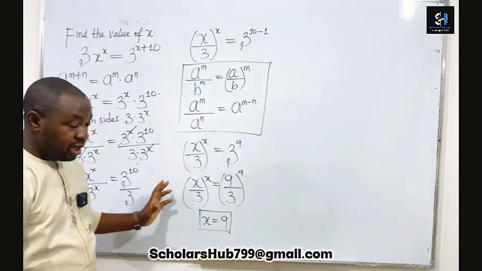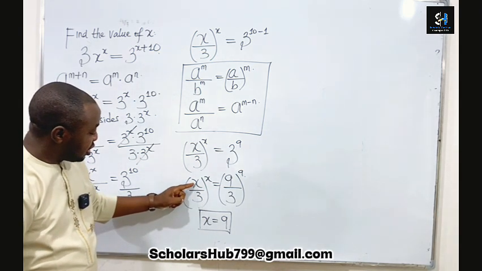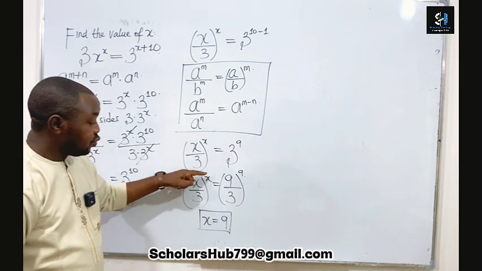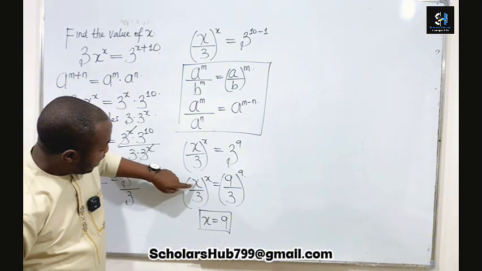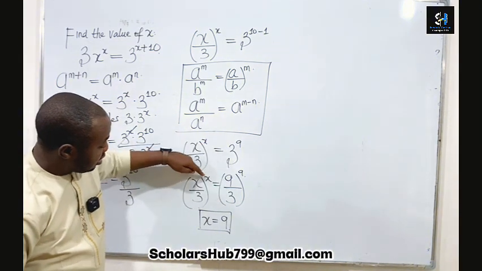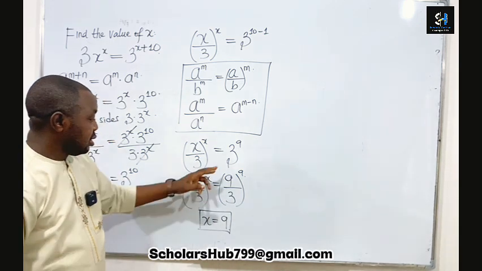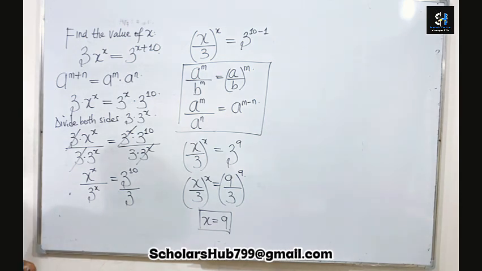So which means on the left hand side we have the quotient of x, that's x over 3, raised to the power of x. So x is equal to 9, and the power is also 9. So 9 divided by 3 is 3. So the value of x, okay, is 9.